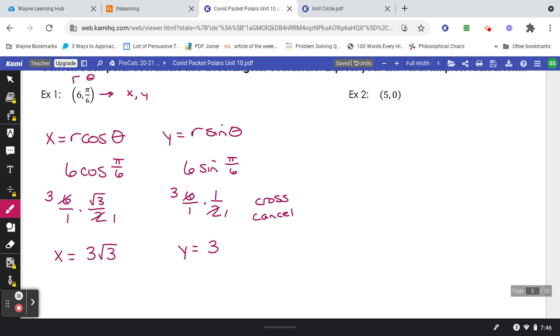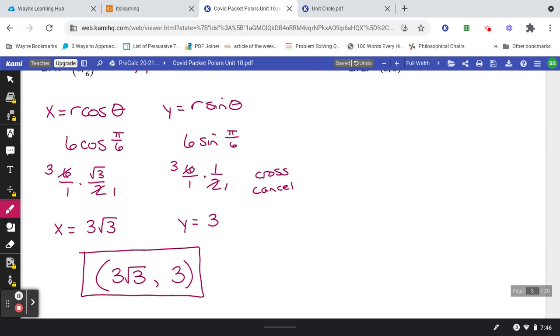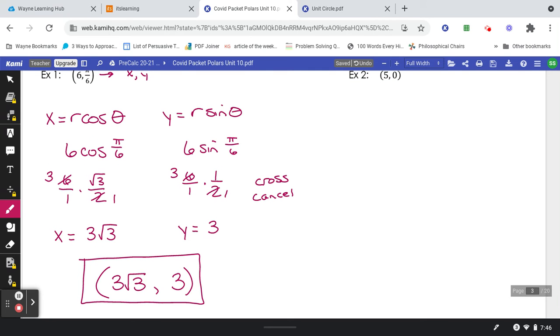Because our problem was originally an ordered pair, we're going to write our answer as an ordered pair. So 3 radical 3 for the x value and a regular 3 for the y value. There we go. If you don't want to cross cancel, you can actually divide at the end. I just find it a little bit easier to cross cancel.